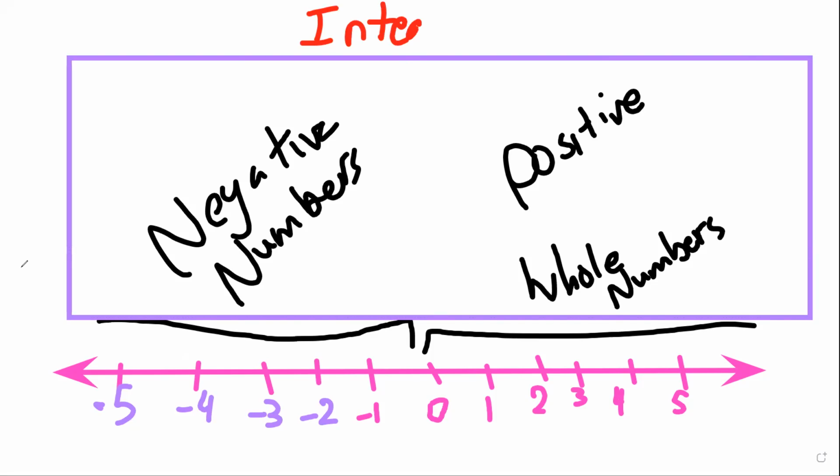Teacher, are the negative numbers whole numbers? They're not whole numbers. They are less than 0. They can never be whole numbers. Are they like decimals? No, let's see. Decimals are between 0 and 1, between 1 and 2, between 2 and 3. These are decimals.